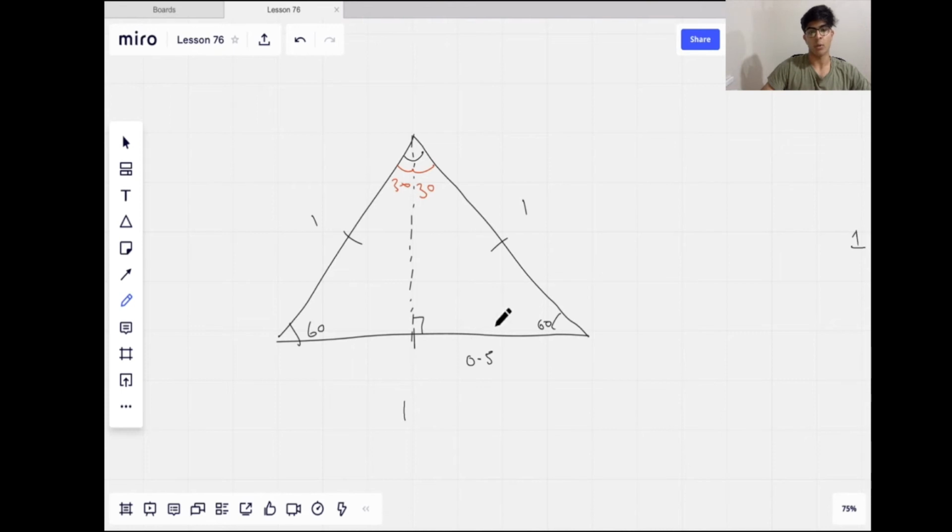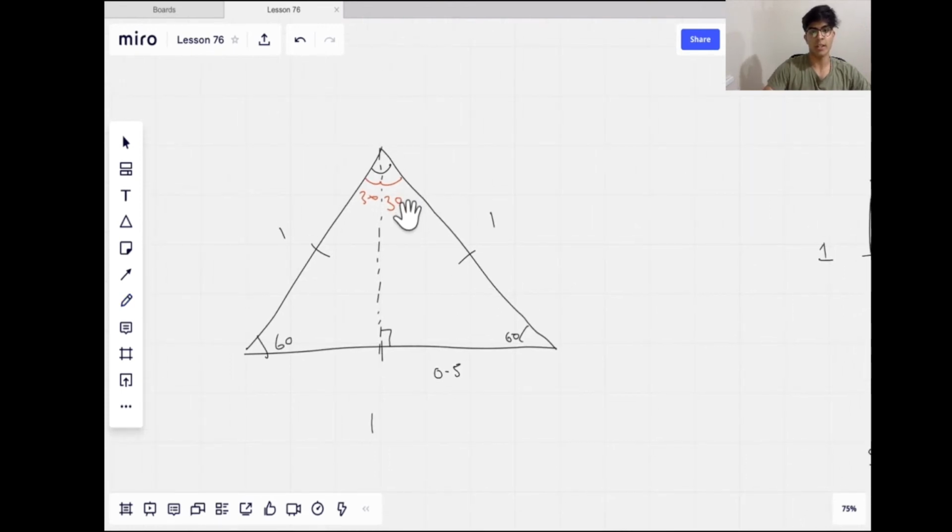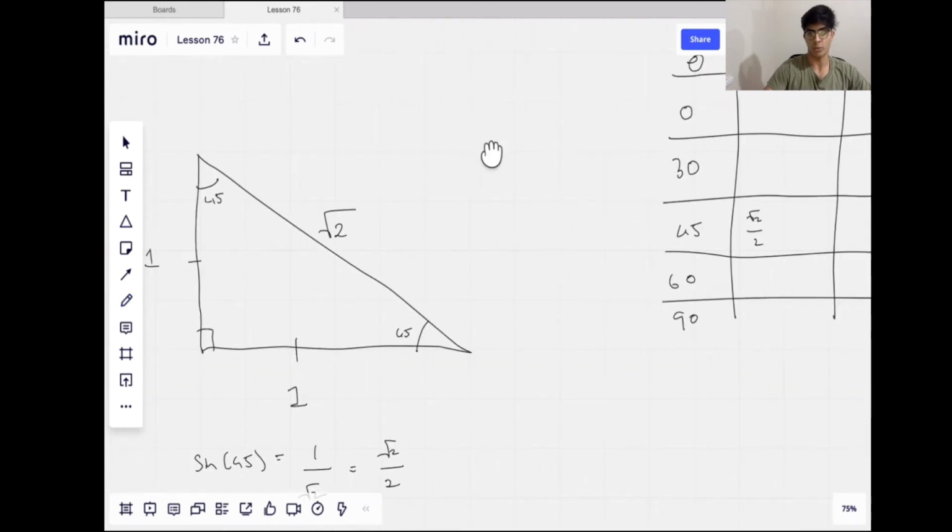If we think about what sine 30 is, well, sine 30 is opposite 0.5 divided by hypotenuse. Remember, sine is opposite over hypotenuse, SOHCAHTOA. So 0.5 divided by 1, which is 0.5. So we can say sine 30 is 0.5.